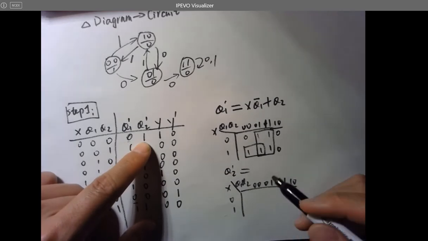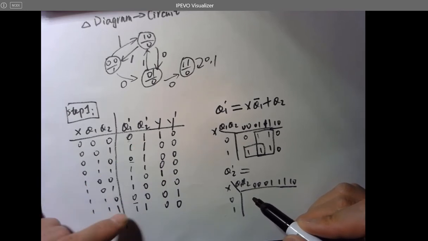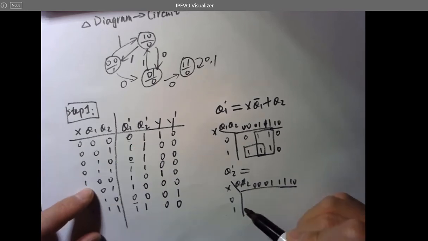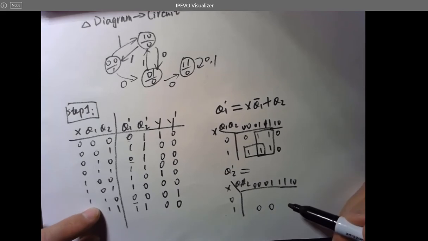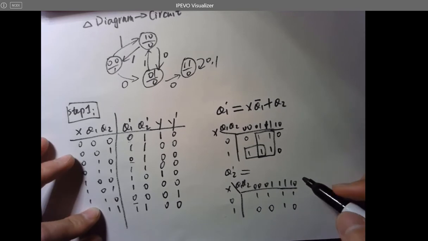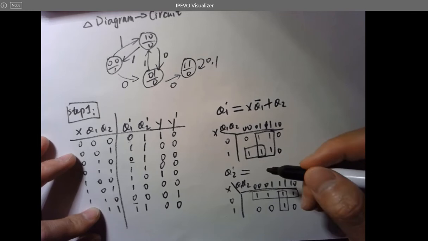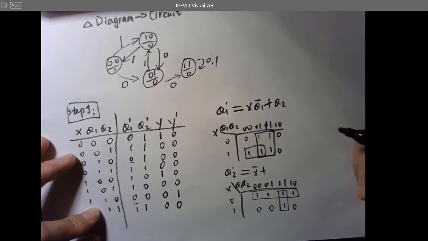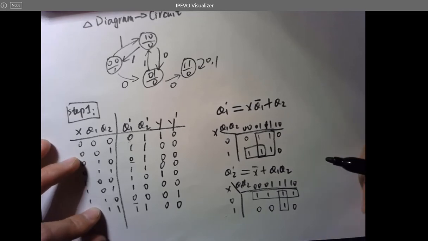For Q2 prime, you are getting 3 zeros here: 1, 0, 0, 1, 0, 1, and 1, 1, 0. All the rest of them are ones. You can group this 4 and this 2. So Q2 prime equals X naught or Q1 Q2. X naught or Q1 Q2.